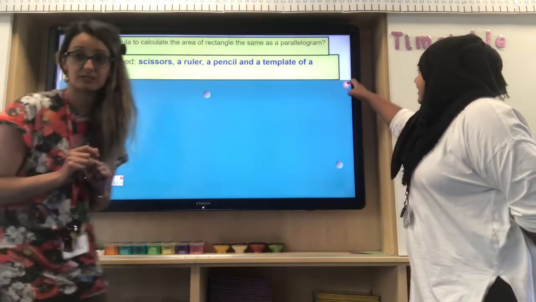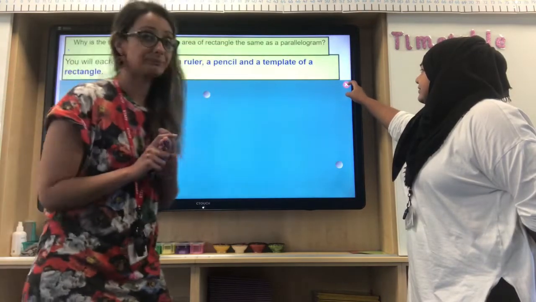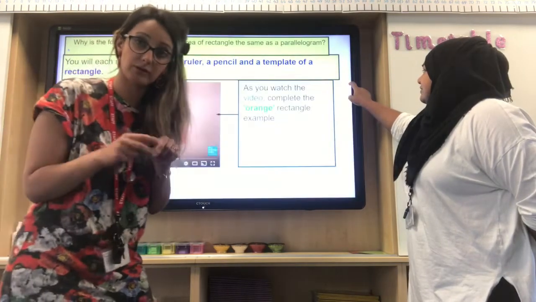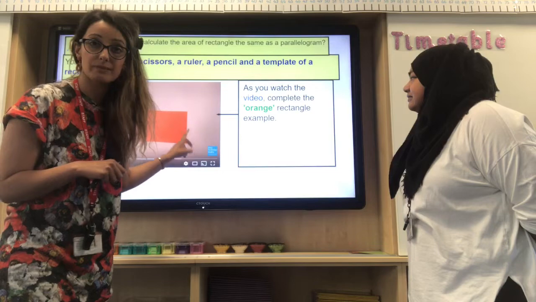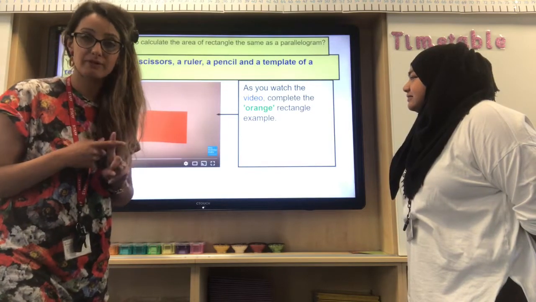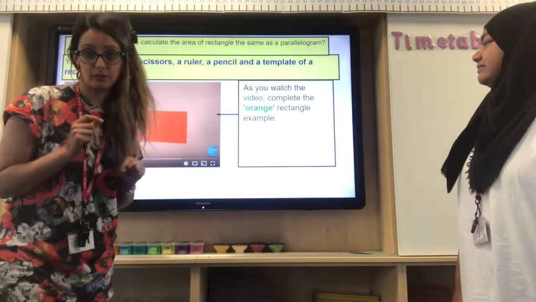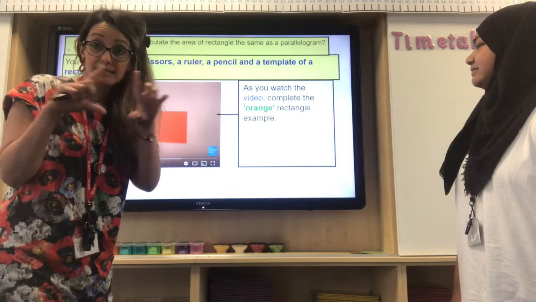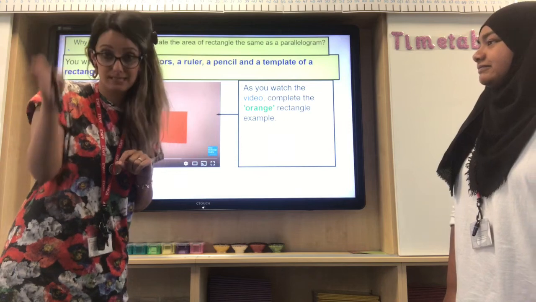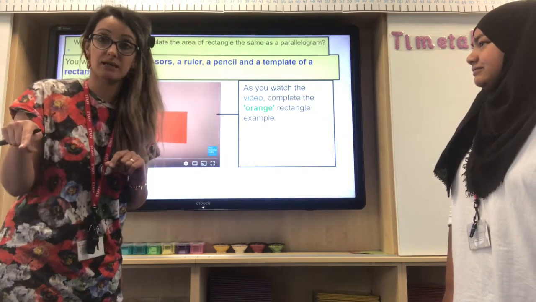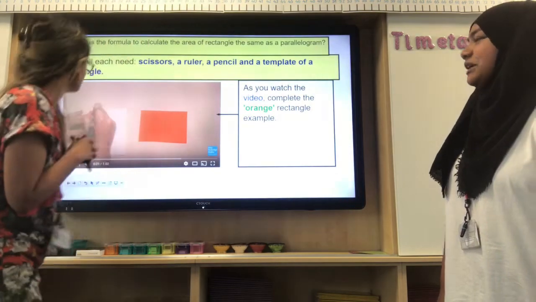This is why you can prove it and say why it is the same. So you're going to need these things to get ready. Go and get a pair of scissors, a ruler, a pencil, and something to draw a rectangle on and cut it out. As you watch this video, there'll be 2 different shapes: a rectangle, which is an orange one, and a parallelogram, which is a green one. I just want you to have a go at drawing out the orange rectangle. It doesn't need to be a particular size, but you could make it easy for yourself and do a 10 centimetres by 6 centimetres rectangle. You must draw it to scale, because otherwise this is not going to work.